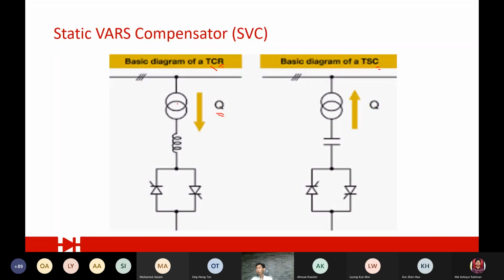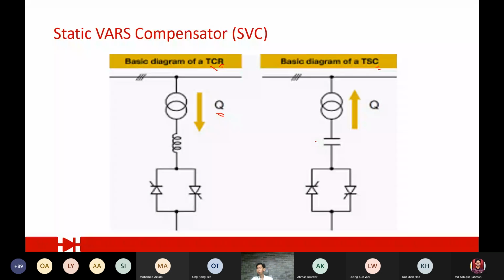This is just a transformer, because you don't control this directly at 275 kV, right? So you usually have a transformer to step down the voltage. So that is much easier to control.